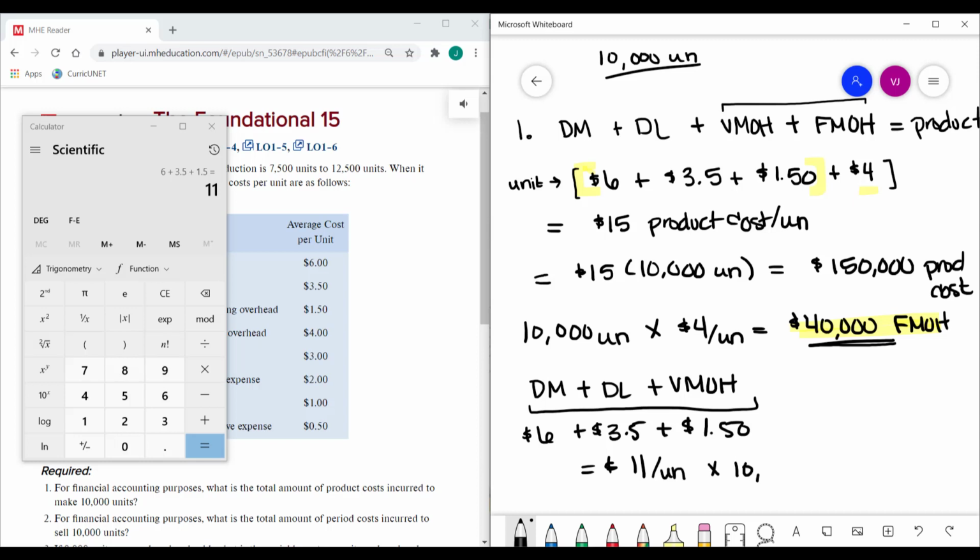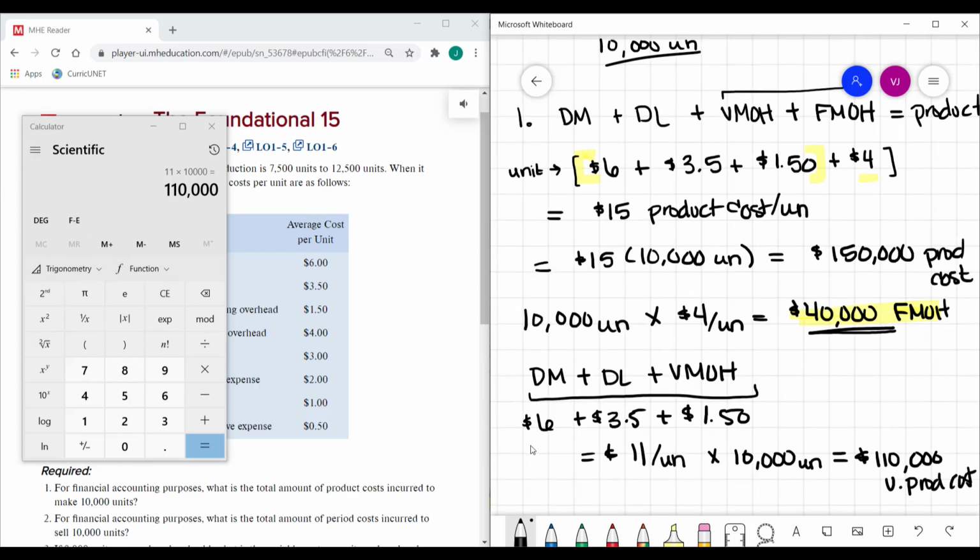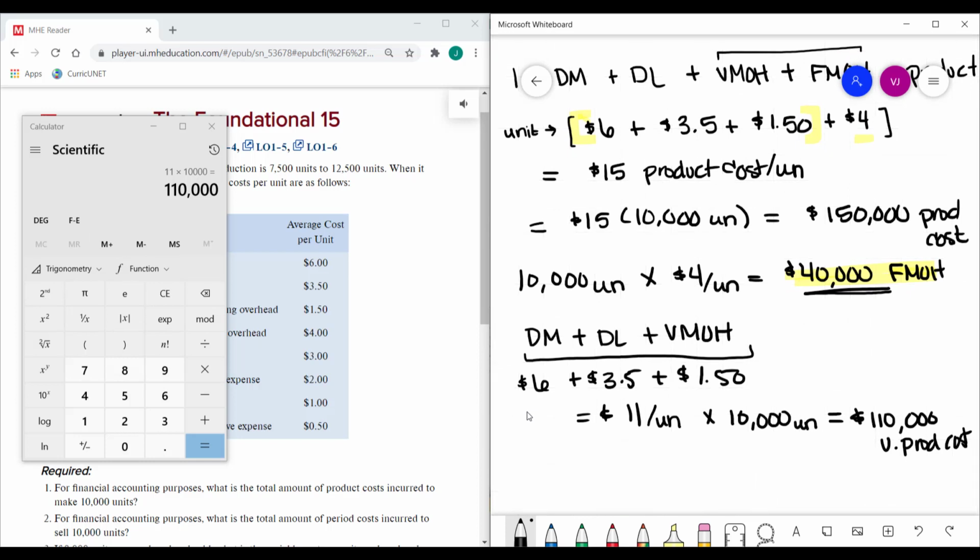We're going to multiply that by 10,000 units to figure out what the variable product cost is to produce those 10,000 units. So we'll multiply that 11 by 10,000 units. 11 times 10,000 units is $110,000 in variable product cost. But then the question asks for total product cost. So total product cost is your variable product cost plus your fixed product cost added together.